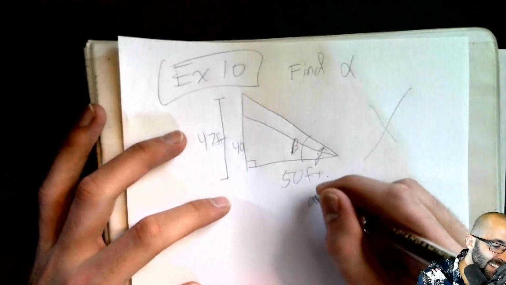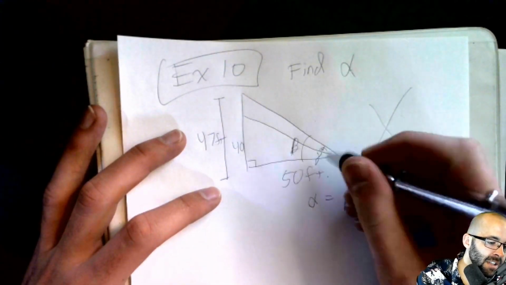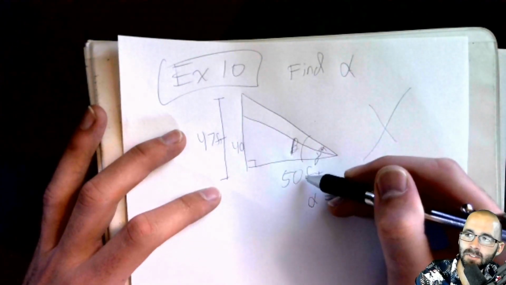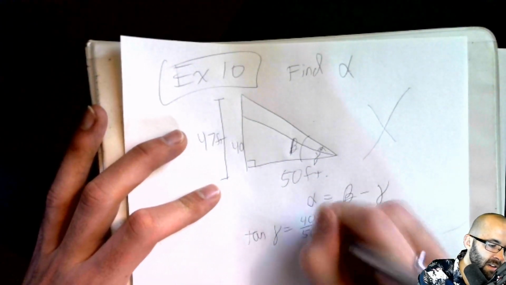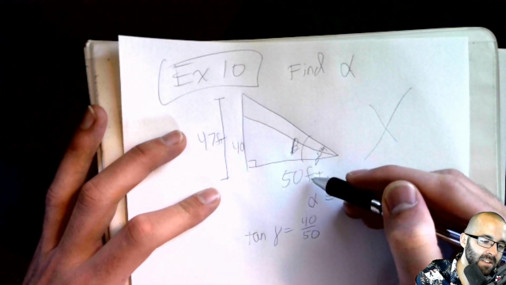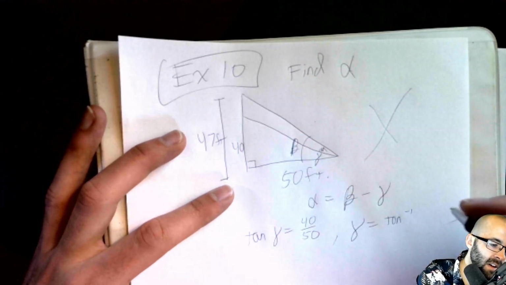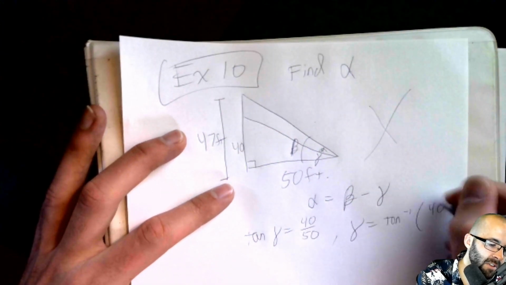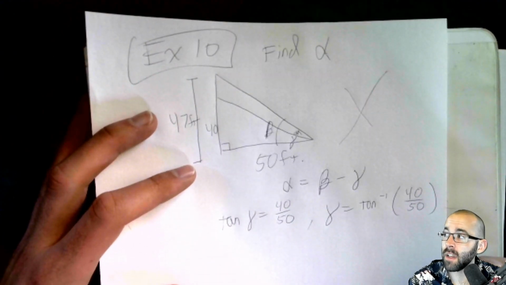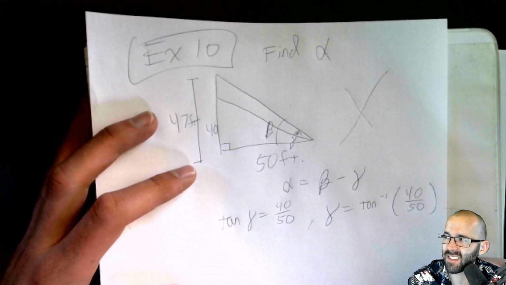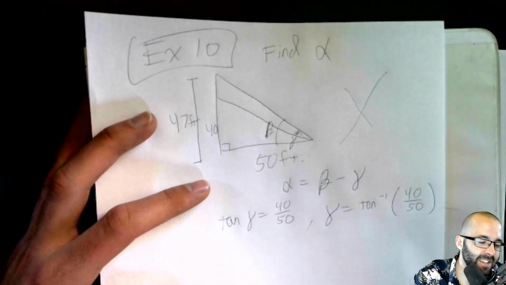So here's what we have right here. Let's look at the small triangle, the gamma triangle. So the tangent of gamma is 40 divided by 50, opposite over adjacent. So if we wanted to find what gamma was, that's going to be the inverse tangent of 40 over 50. And again, the only time you'd really have to use angle sum and difference is if you wanted to find an exact answer. But in applications, we always care about approximations anyway.